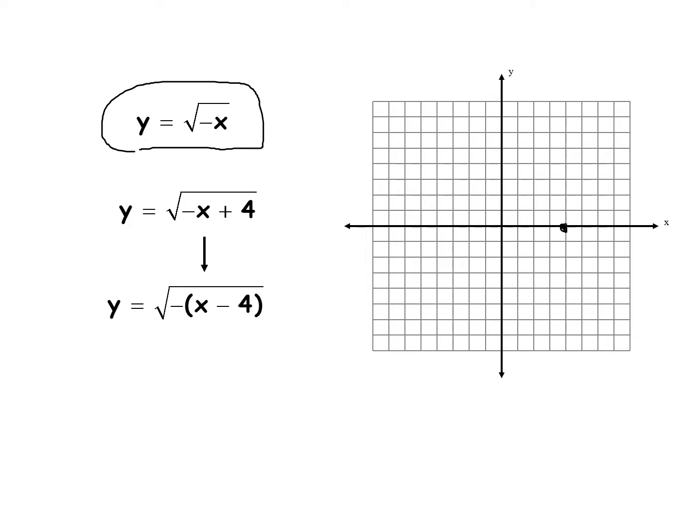So I have to put in a -1. So from here, I'm going to go -1, but I'll get out 1. And I'll go -4, 1, 2, 3, 4, up 2. And it'll look like that.